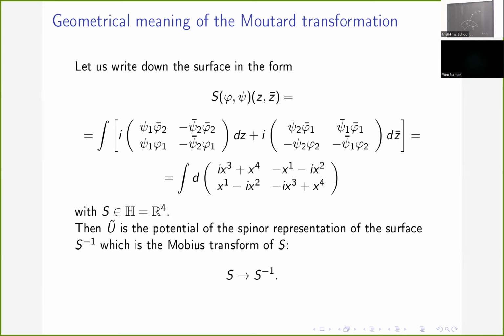Since the Möbius transformation is conformal, Z induces another conformal parameter Z on the new surface. So if we have S and conformal parameter Z, for the surface we can get its spinor representation with potential U. And then we get the transformation. There is another surface with conformal parameter Z, which has a spinor representation with another potential. And actually, this Moutard transformation from one Dirac operator to another one is just the Möbius transformation of the surface.